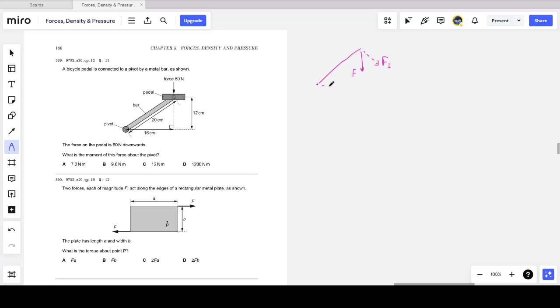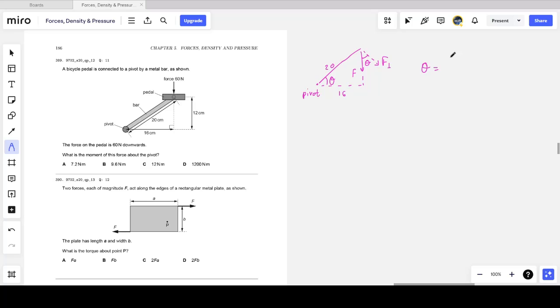And you can do the geometry if you want to convince yourself. If that angle is theta, then so too is that angle. That angle is also theta between F and F perpendicular. That side has a length of 20 centimeters, and the bottom side has a length of 16 centimeters. Why am I doing this? Because if I use some geometry, I can find the angle theta.